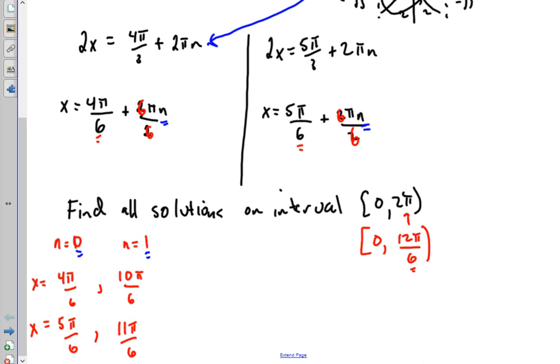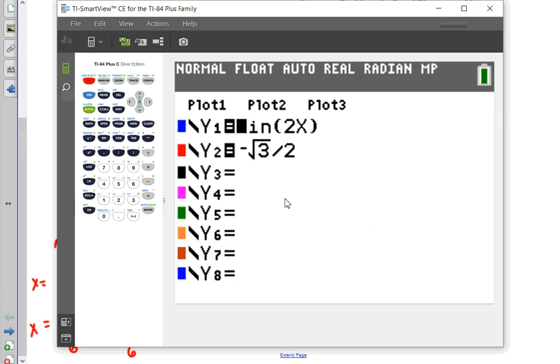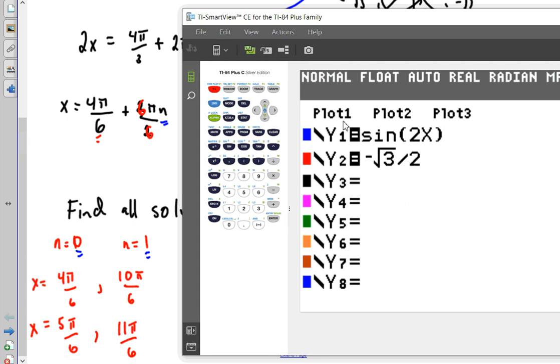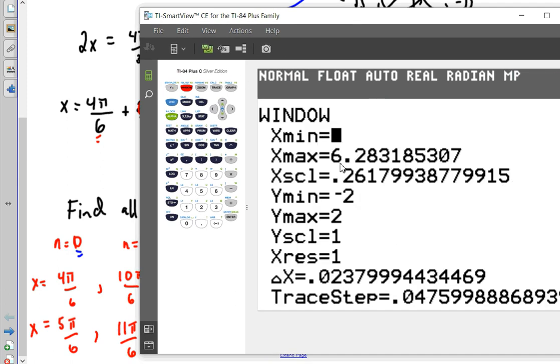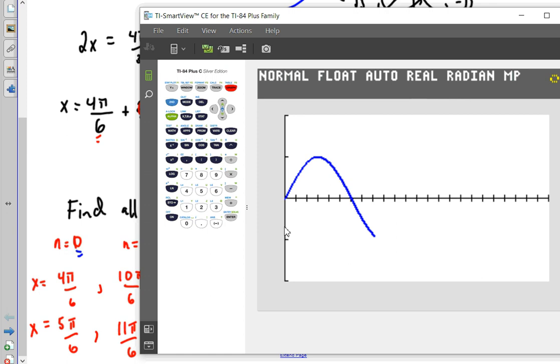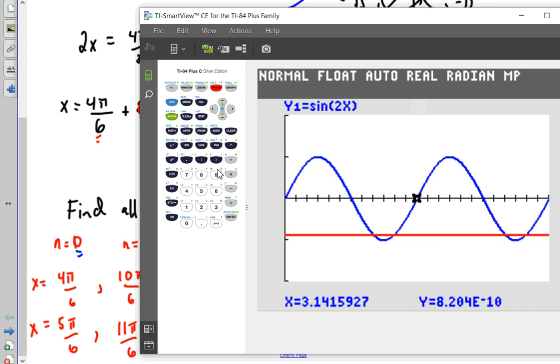You can verify this on your calculator if you want to. So if you want to pause this and look on your calculator. If you put this in your calculator, we are going to have this right here. Once again, we're taking sine of 2x equals negative square root of 3 over 2. That is what we're trying to solve. Make sure you check your window. Once again, from 0 to 2 pi, I put pi over 12 right here. I put negative 2 and 2 in my calculator, and then we're going to graph this and see how many different solutions we have here. Let's see. We can see 1, 2, 3, 4. You got it.